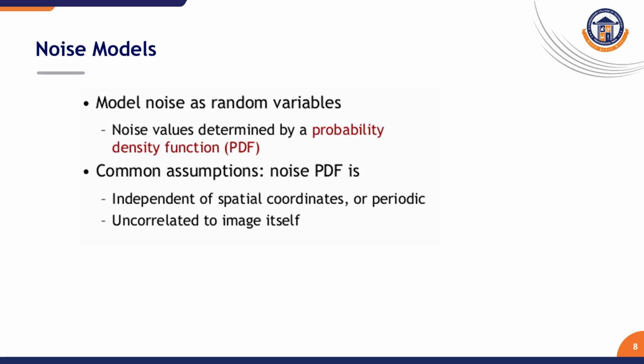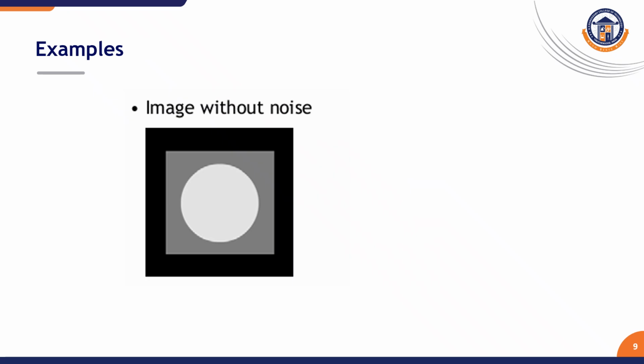The noise model has random variables, as shown here. The noise value is determined by the PDF, that is the probability density function. The common assumptions made for the noise probability density function are that it is uncorrelated to the image itself, and that it is independent of spatial coordinates, or it is periodic.